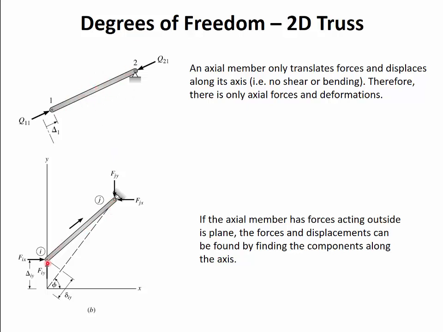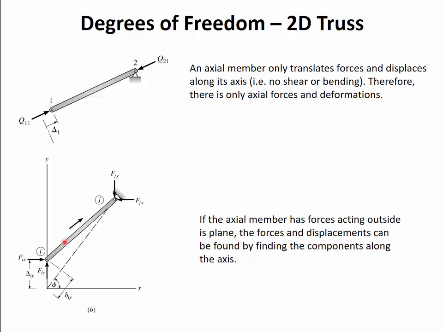Now, if we have forces acting in the x and y direction, and the movement is restricted, let's say there was some sort of roller so that it moved up like this. Well, what do we do? We find the components of the forces acting along the length, and we find the components of the displacement, so that we can find the displacement along the length. So that's how we find it.